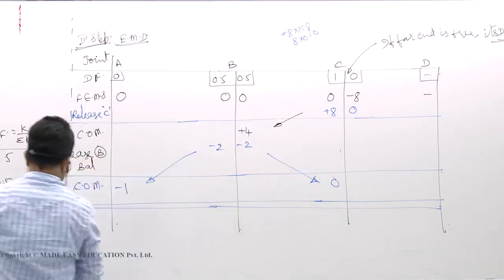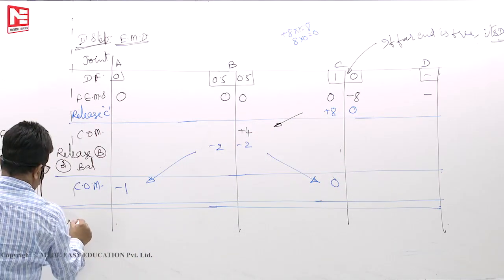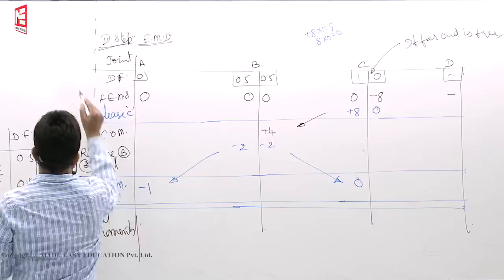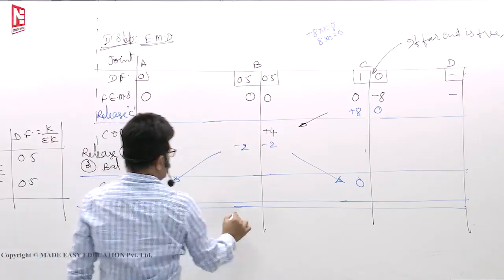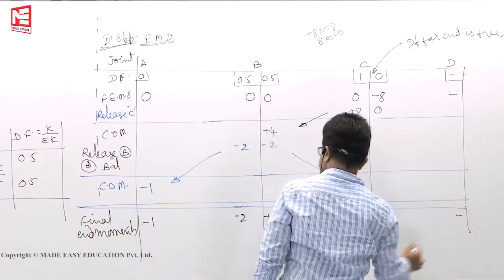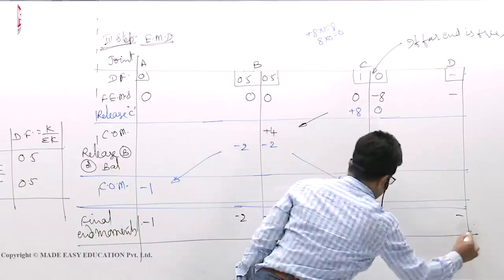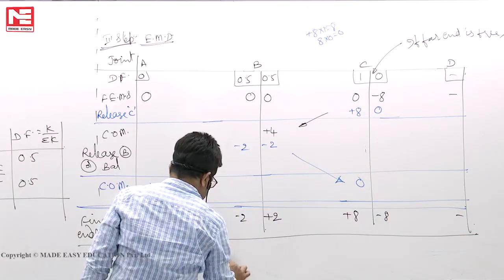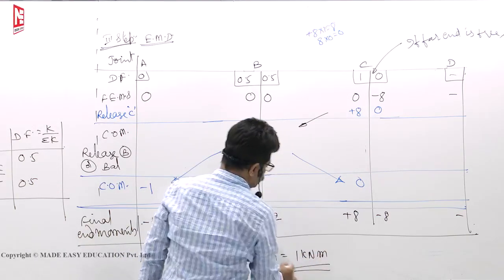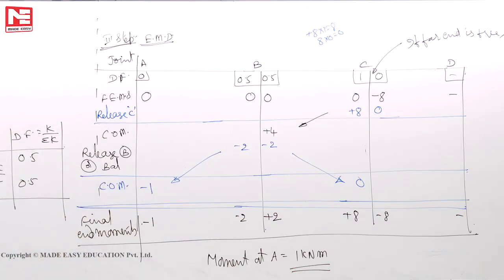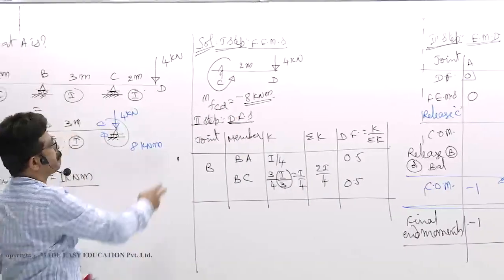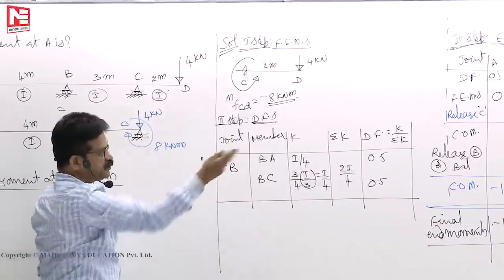Next, final end moments. What are the final end moments? Minus 1, minus 2, plus 2, plus 8, minus 8, nothing. So moment at A, they will not ask you whether plus or minus, simply 1. Moment at A is 1 kilonewton meter. So this is what I told. This much we can read in 10-15 seconds time itself. This is actual textbook procedure, like this we have to do it.